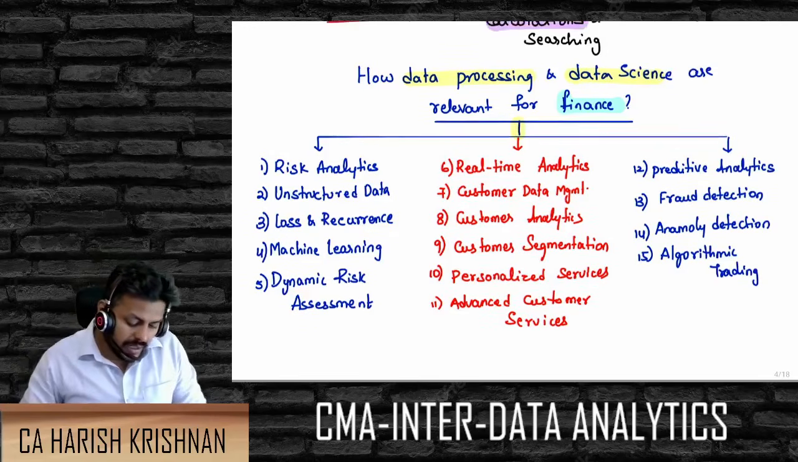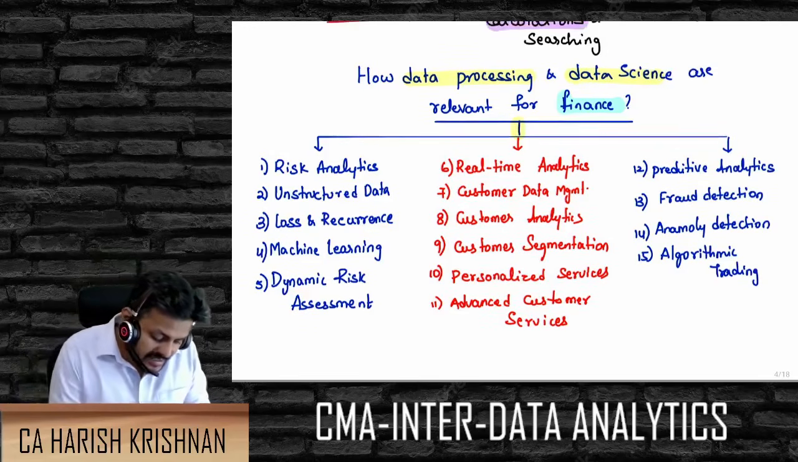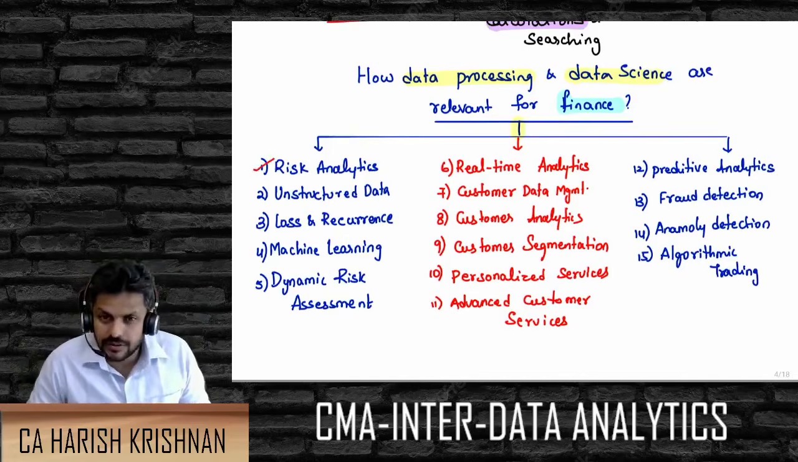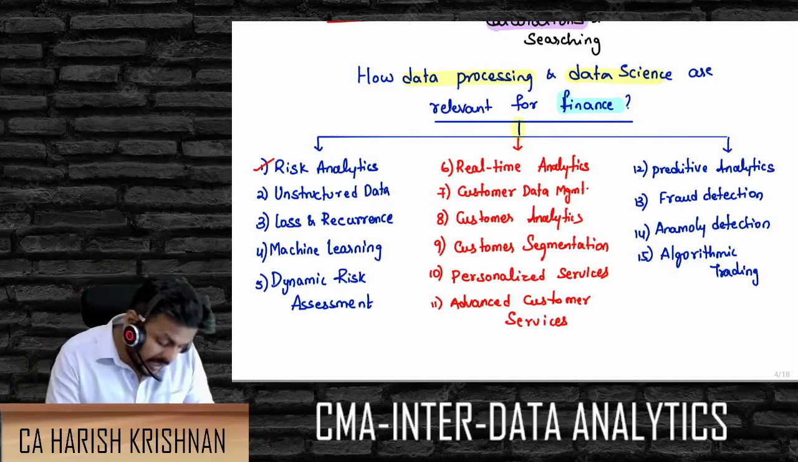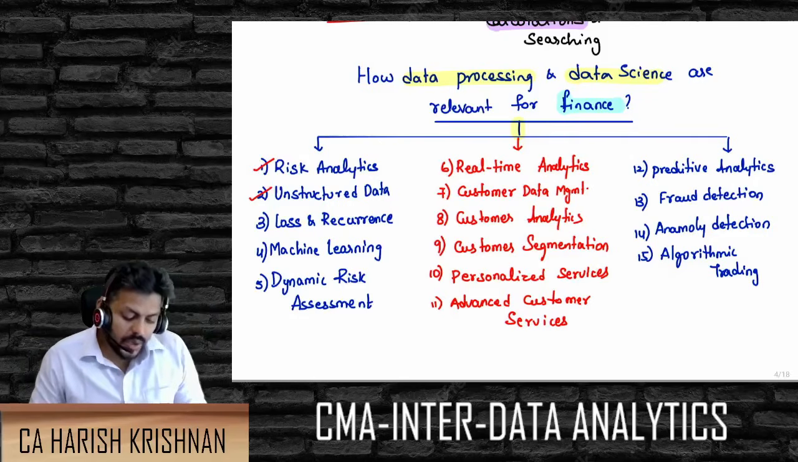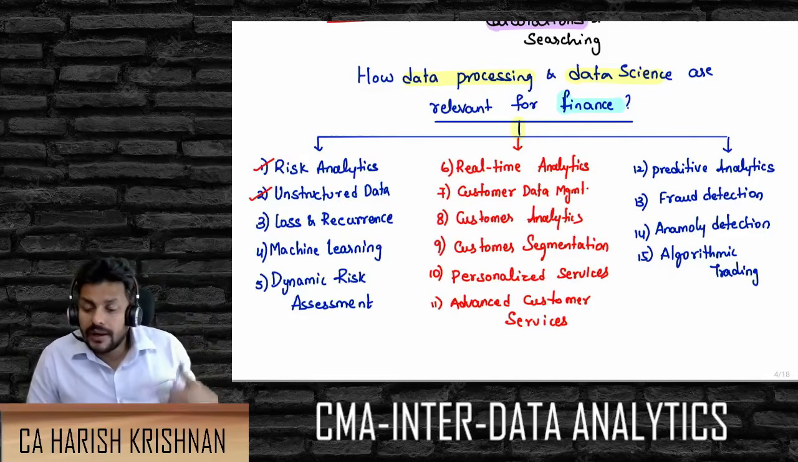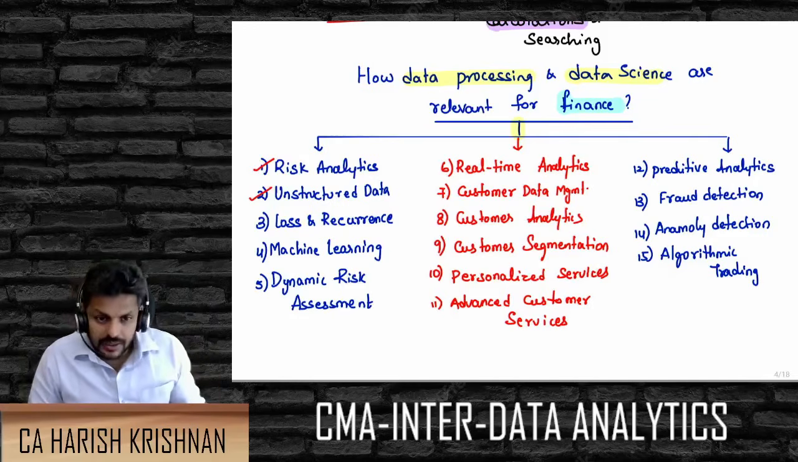If you see that, it is useful for risk analytics, analyzing how much risk is there. Processing structured data anybody will do, but if you have unstructured data, to organize and process the unstructured data also, we can use data processing. I can avoid the loss and recurrence of something, avoid the loss and recurrence.